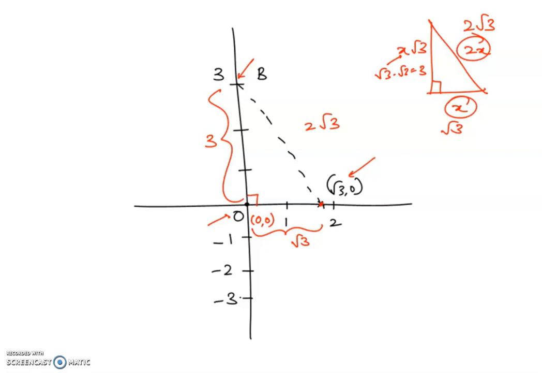Now another point that we can immediately see is 0, 1, because that's 1 unit from the origin, and that's 2 units from B. So that would also be another point. And then on this other side, from symmetry, we know minus √3, 0 would also satisfy. So the circle would go something like this.